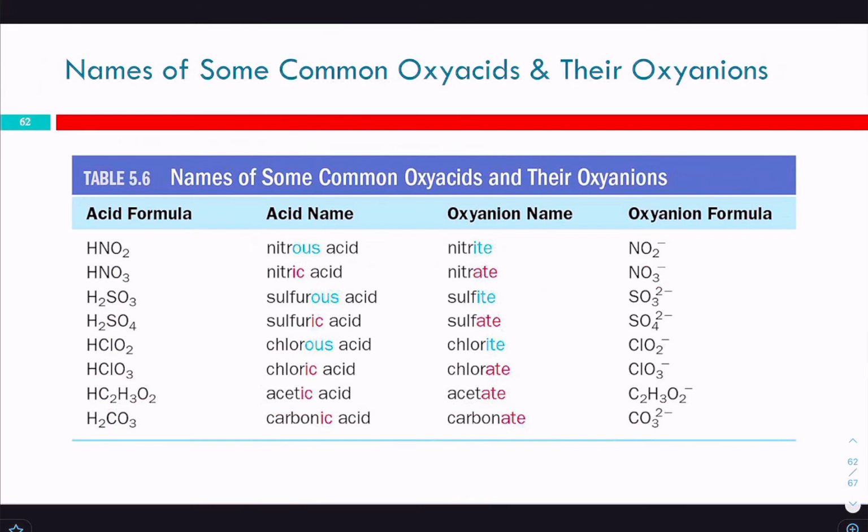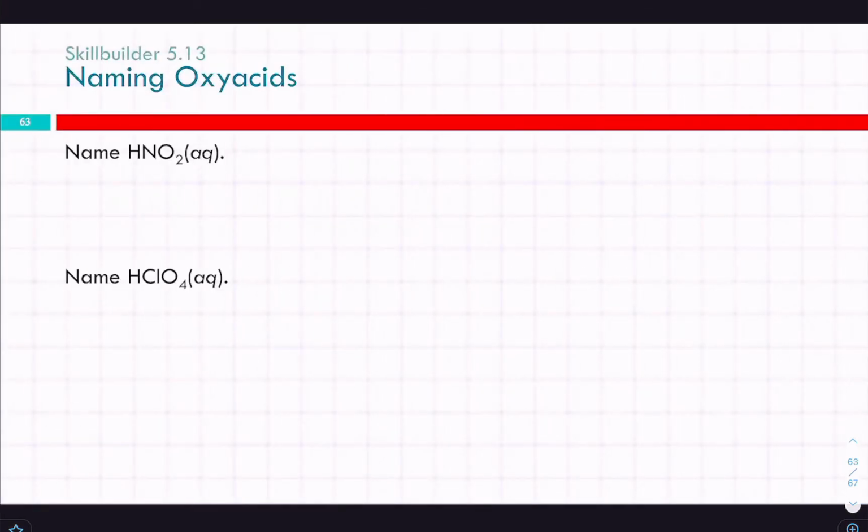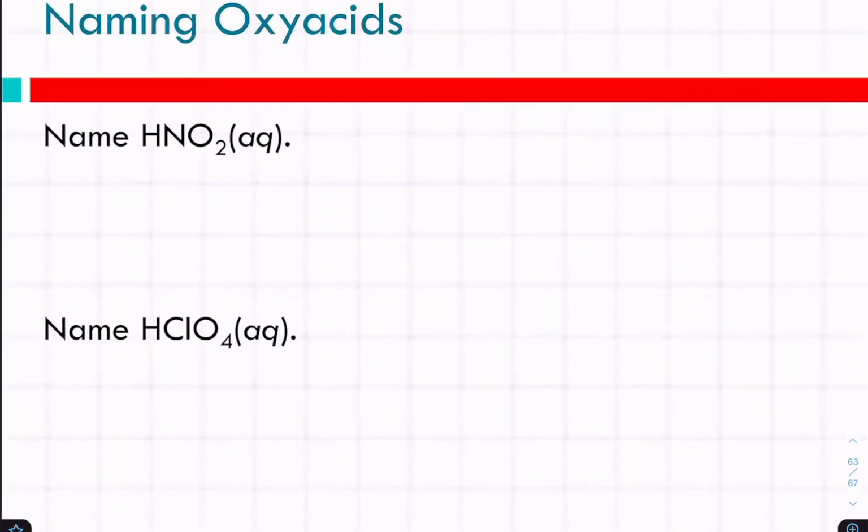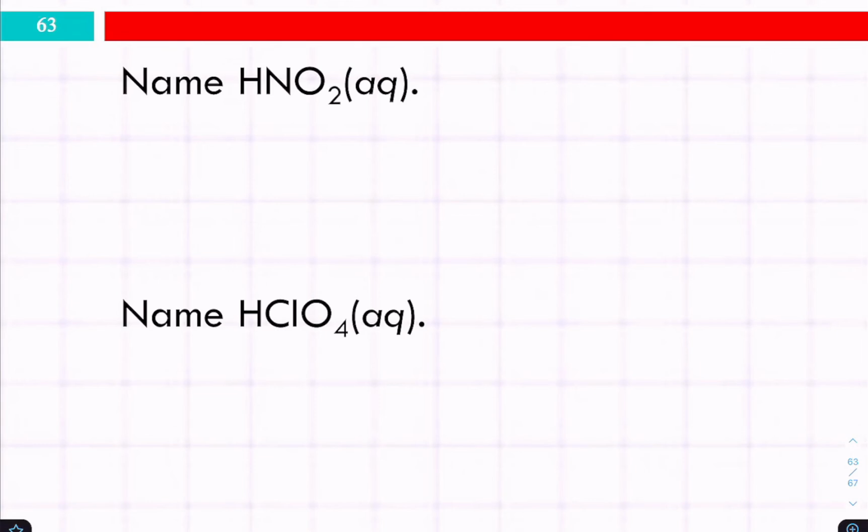ATE changes to IC, and also carbonic acid. All right, so first off, how can we tell that this is an oxyacid? It has oxygen, and the first element is hydrogen. So yeah, it's an oxyacid.